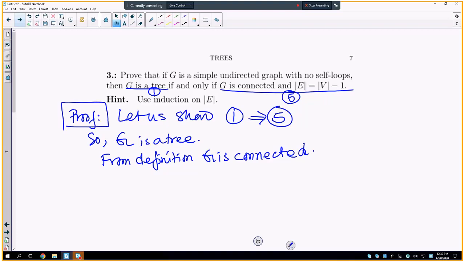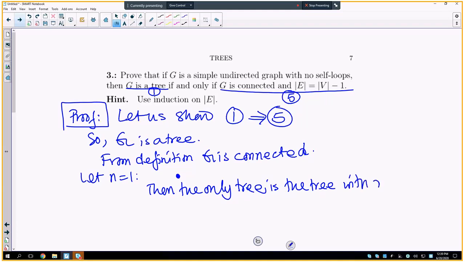So we'll say that let n be equal to 1. If I have only one vertex, what is the tree? Then the only tree is the tree with no edges. Because if you have only one vertex, what is the only possibility of an edge? Well, it's a self loop. This is the only possibility of an edge. But I cannot have a self loop because it is a simple undirected graph with no self loops.